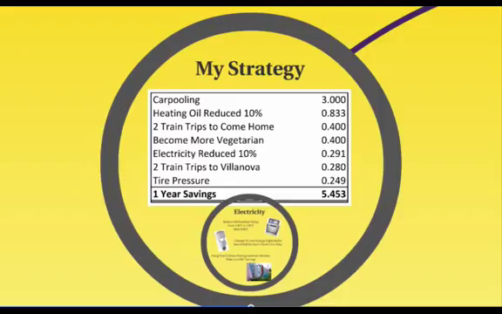And if my husband and I, instead of driving our car down to Villanova to visit Christina, would make 2 of those trips on train, that would save us 0.28. And then, of course, I could keep my tire pressure where it should be, saving the final amount to bring our total savings for the year to 5.453 metric tons.